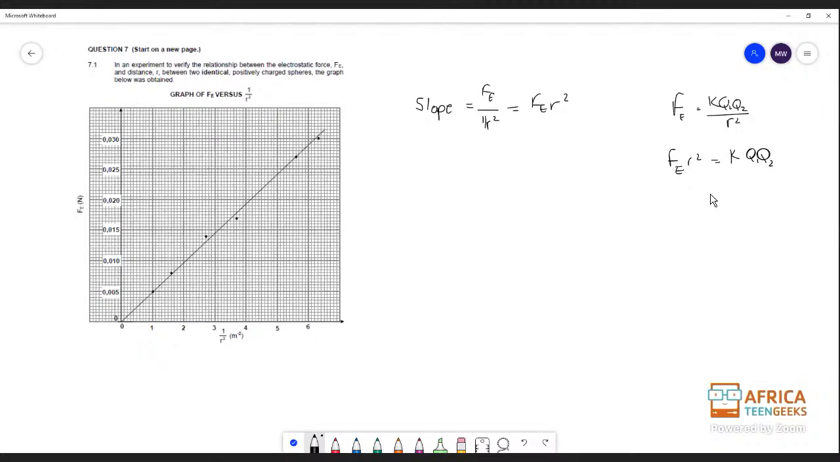Okay, then you've got K is equal to Q1, Q2. They told us that these two are identical. So you basically get K is equal to Q squared. So first we have to work out this value so that we can determine Q, because we're going to plot that into this. So what I'm going to say is my Fe r squared, which is my slope, is my delta change in y over change in x.